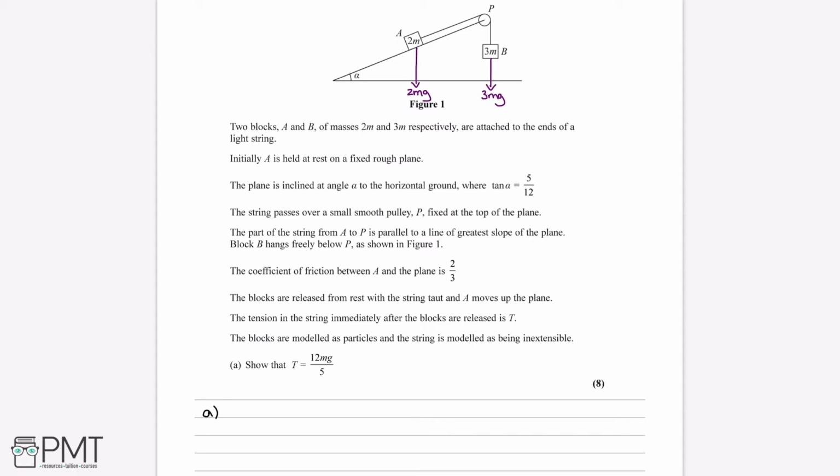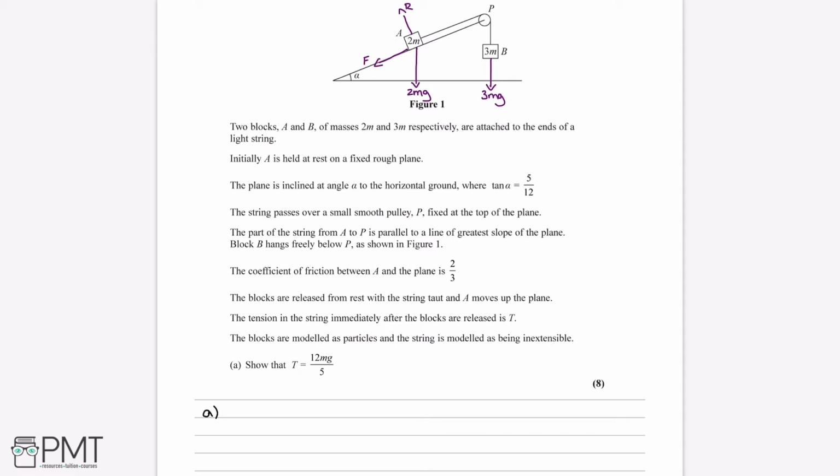Now on block A, we can also add what is called a normal reaction force, which is the force that acts at 90 degrees to the plane, and we can call it R, reaction force, and that's just kind of an opposition to the weight. Now, we're also told that the coefficient of friction between A and the plane is 2/3. So we can say that the frictional force on A, if we just call it F for now, we can work out what that is later.